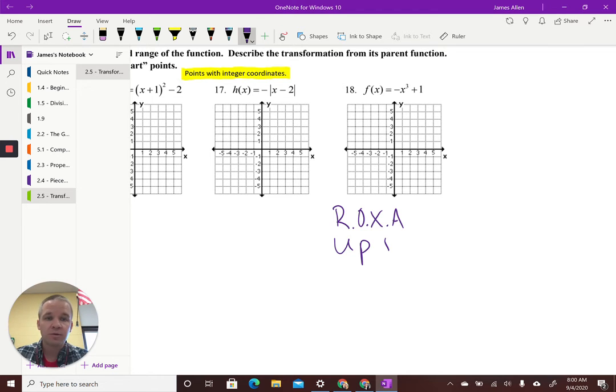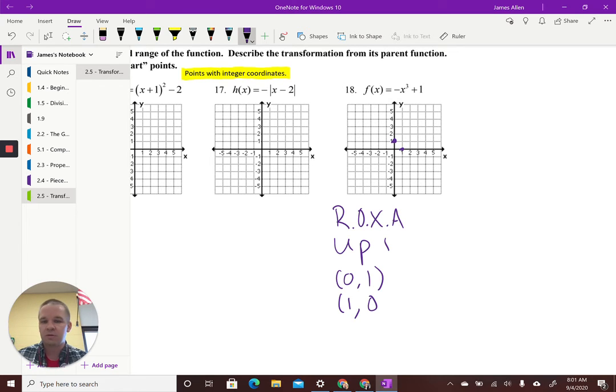Cool? Now, for this one, it would normally start at 0, 0, but I reflect it, still 0, 0, and then I would go up 1. So I'm going to be starting here. So I have the point 0, 1, and then let's think about something else. How about we plug in the number 1? I'll do that. If I plug in 1 here, 1 cubed is 1, make it negative, add 1, I get 0. So the point 1, 0 is on there.